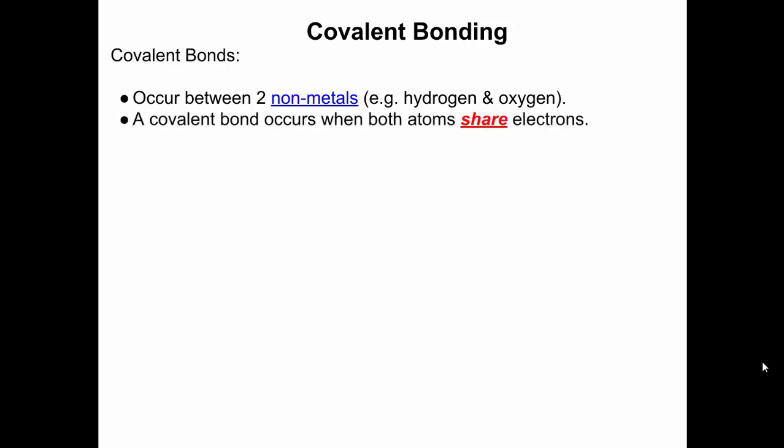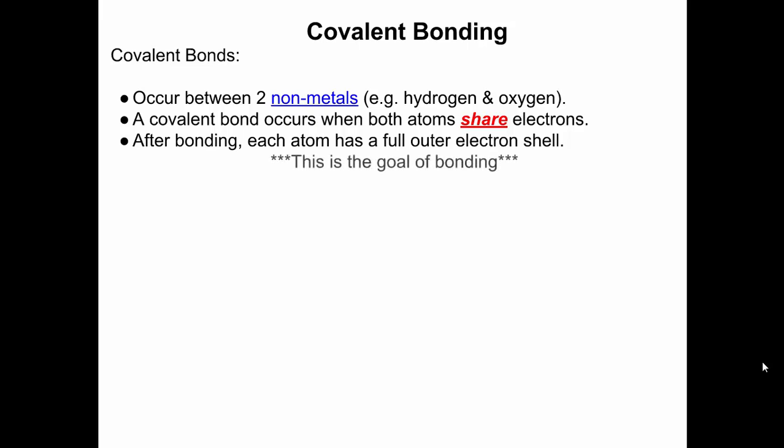A covalent bond occurs when both atoms share the electrons. So when hydrogen and oxygen join together, like in H2O, those electrons are being shared between the two of them. So then those valence electrons will circle both atoms. So they'll be in the electron shells of both atoms. And so after bonding, each atom has a full outer electron shell. And remember, this is the goal of bonding, is to fill that shell.